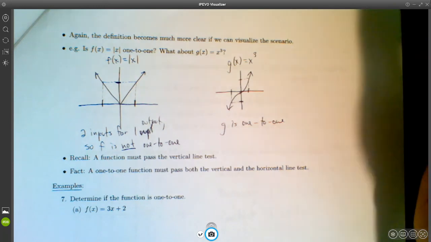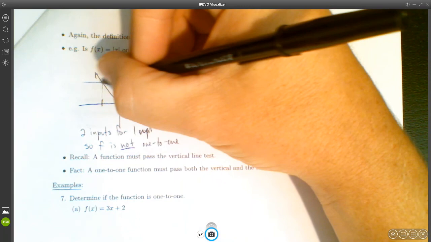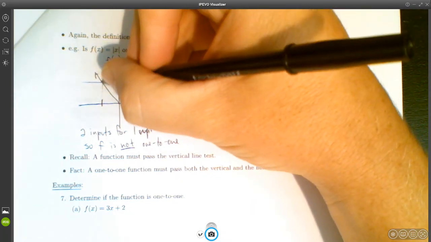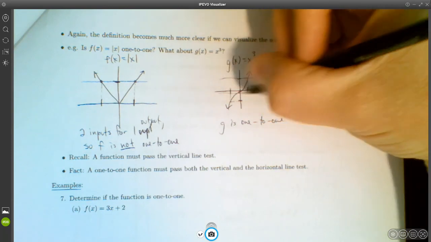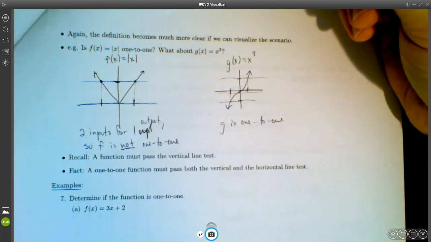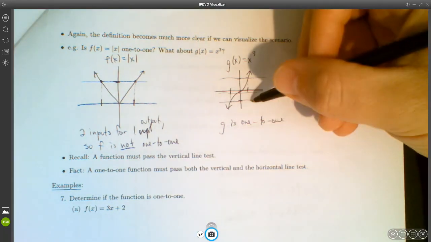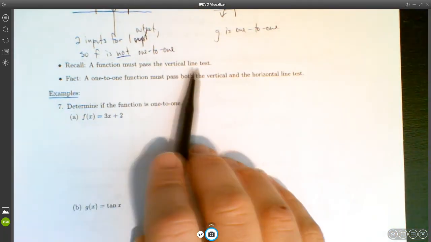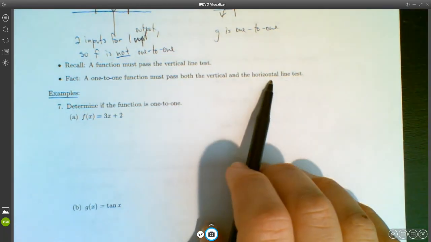To make this even easier, what we can say is this. Notice that here, if I pass a horizontal line through this function, I'm hitting two places at once. Whereas here, I can draw any horizontal line I want, and I'm never going to hit more than one point at a time. So what that tells us is that 1-to-1 functions pass the horizontal line test. Okay, so all functions pass the vertical line test, but only 1-to-1 functions pass the horizontal line test, right? So we can use the horizontal line test to determine if a function is 1-to-1.